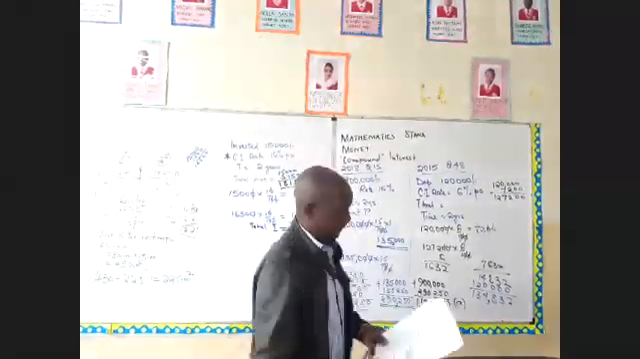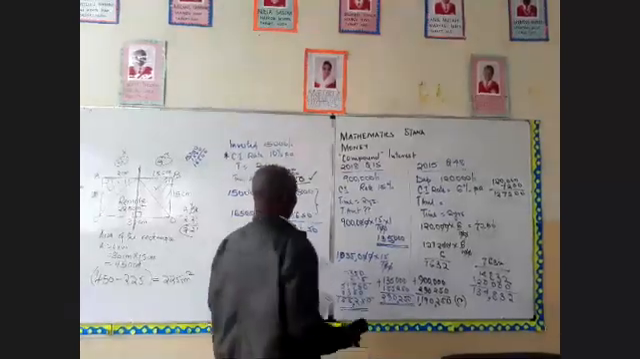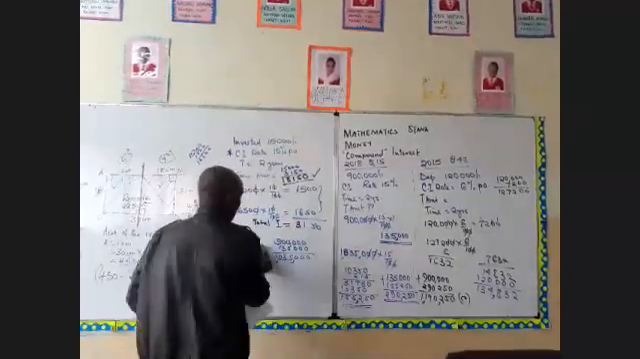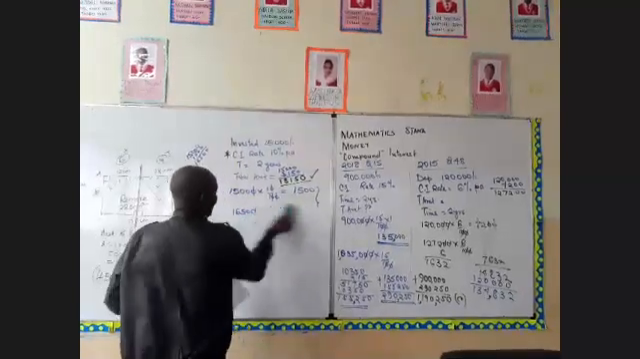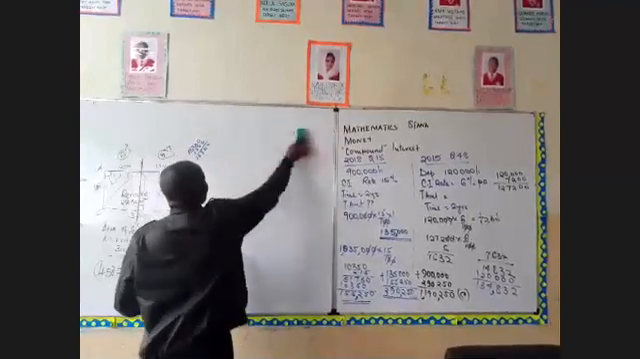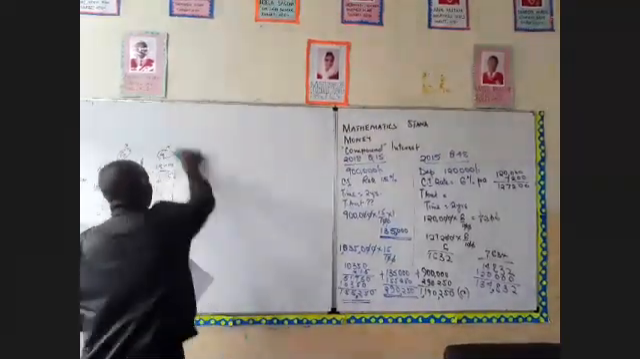Let's take another one. 4, 5, 6 examples are better than 1 or 2. So, let's look at it together here.